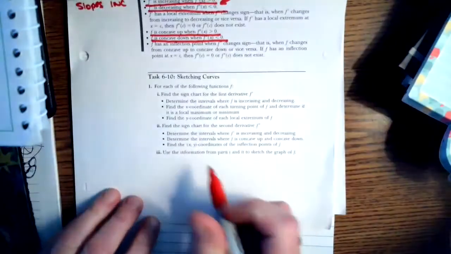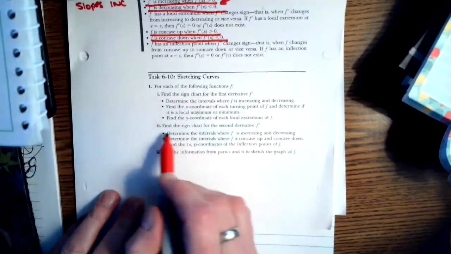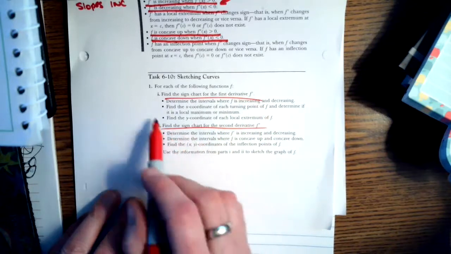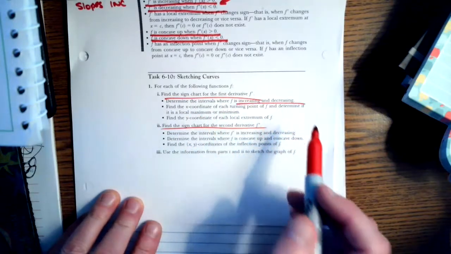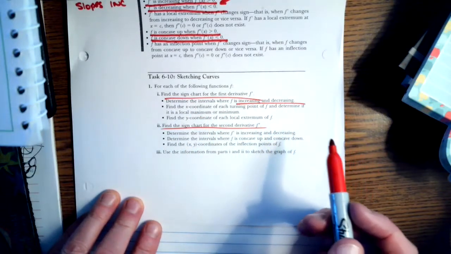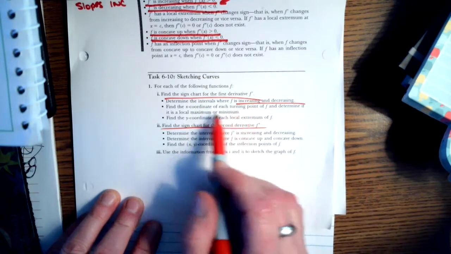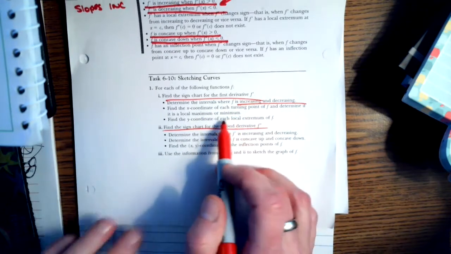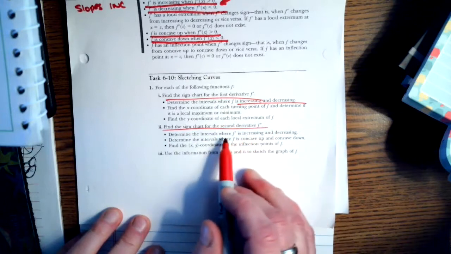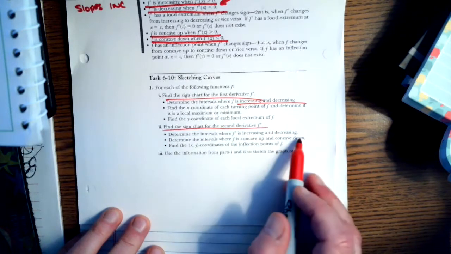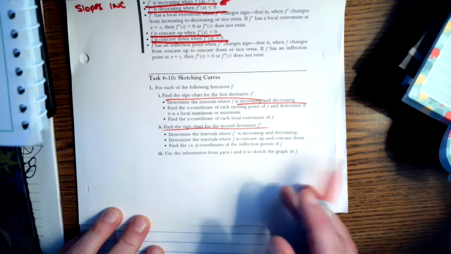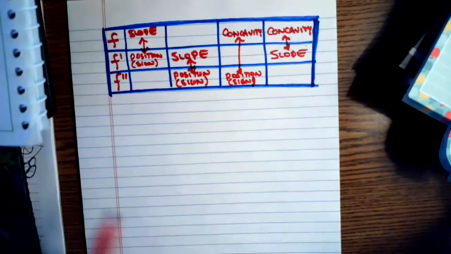The next part in the lab says, find a sign chart for the first and second derivatives. Determine where the function's increasing and decreasing. This is what we've been talking about here recently. Turning points, maxes and mins, and then the extremums. And the same thing then for the first derivative in terms of where is it concave up, concave down for the original function.